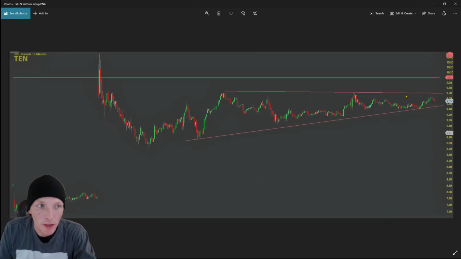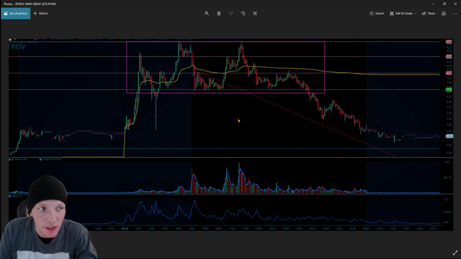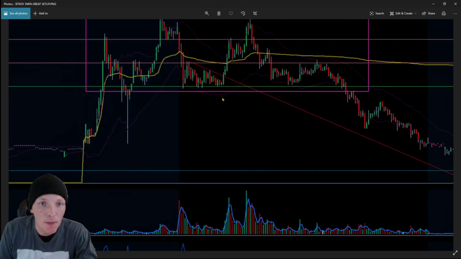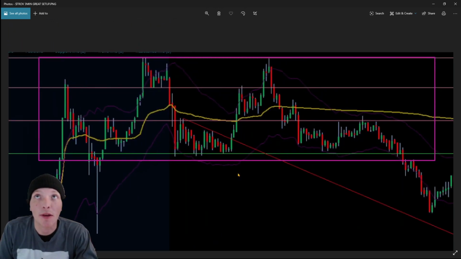Here's another long wedge, and this is on a 5-minute chart of TEN again. Very long and dragged out wedge right here. And this is a good example on TROV. This is a 3-minute time frame. Let's take a look at this.